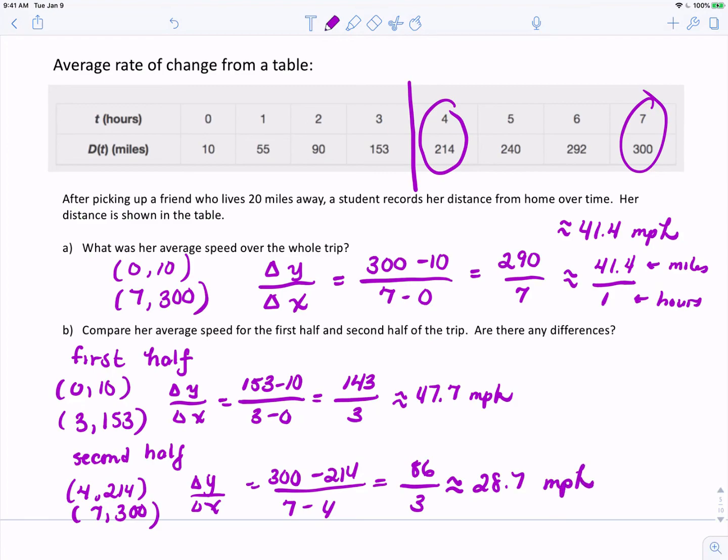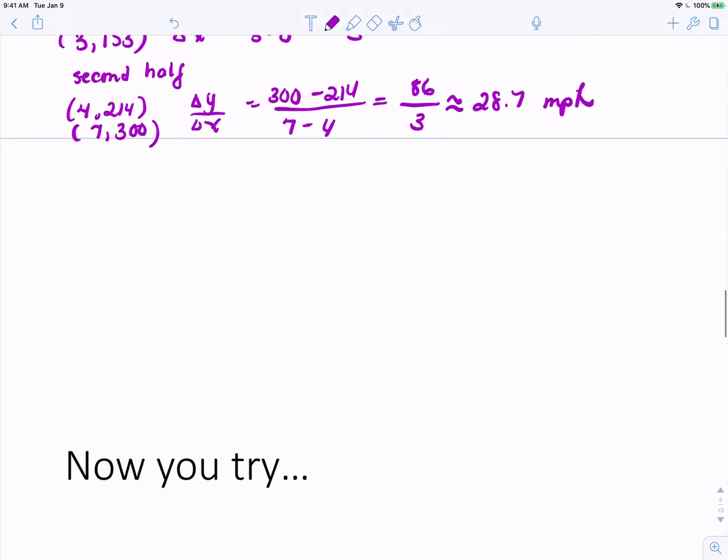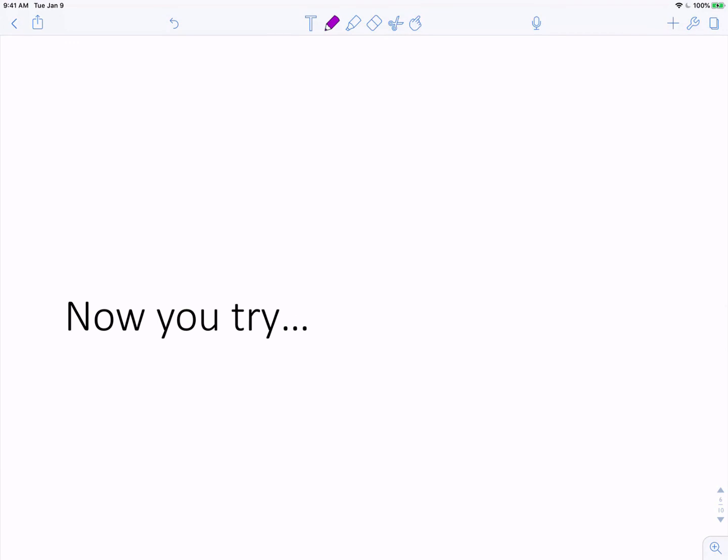So you can see that in the first half of the trip, she was able to travel much more quickly than in the second half of the trip. So that's a lot for right now. So why don't you give a few problems a try, and then we'll come back and we'll finish this section.